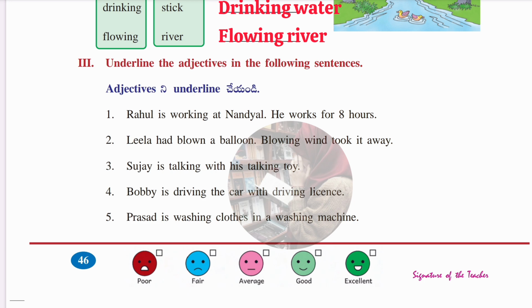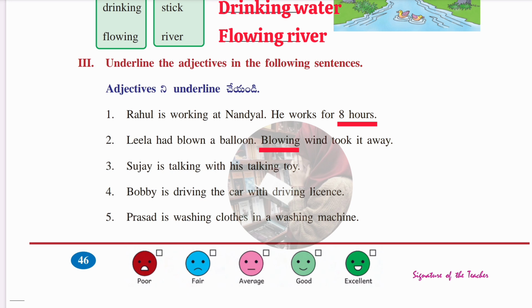Okay, so let's see the first one. Rahul is working at Nandyal. He works for 8 hours. Here 8 hours is an adjective. Okay, now we'll see the second sentence, which is Leela had blown a balloon. Blowing wind took it away. So blowing is an adjective.